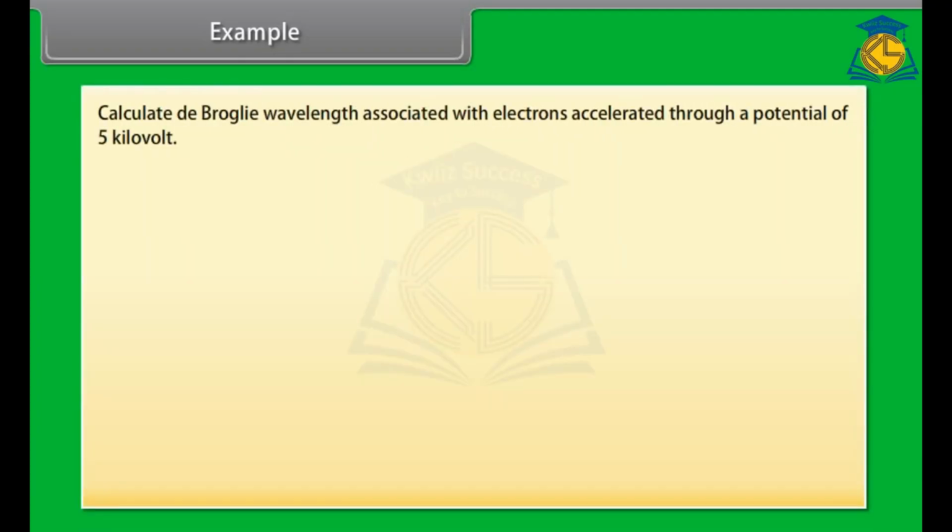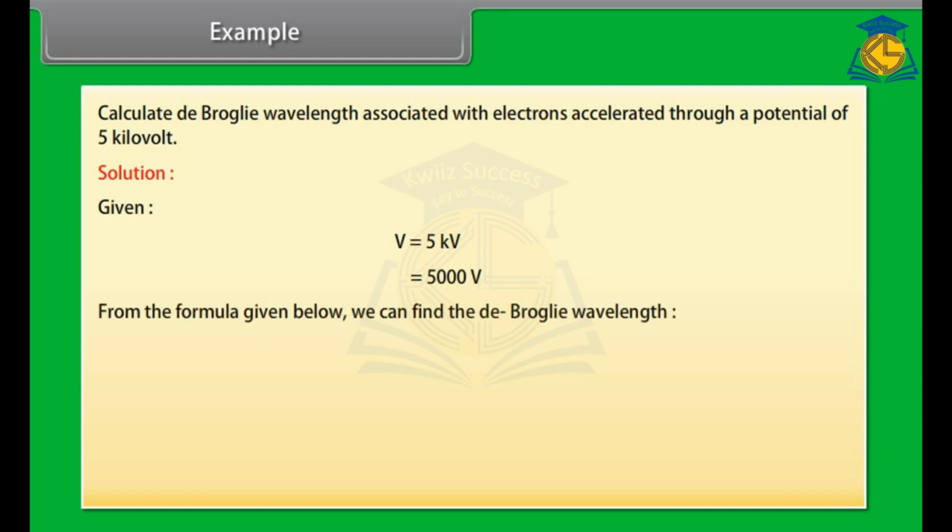Example. Calculate the de Broglie wavelength associated with electrons accelerated through a potential of 5 kilovolt. Solution. Given V = 5 kilovolt, which equals 5000 volt. From the formula given below, we can find the de Broglie wavelength. λ = 12.27/√V angstrom. λ = 12.27/√5000 angstrom, which equals 0.173 angstrom.